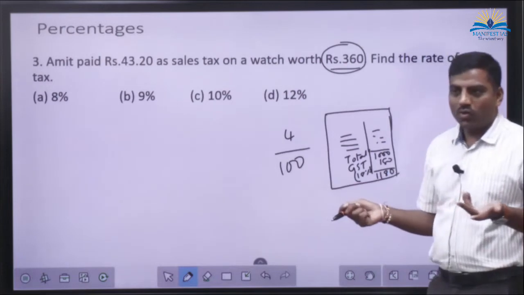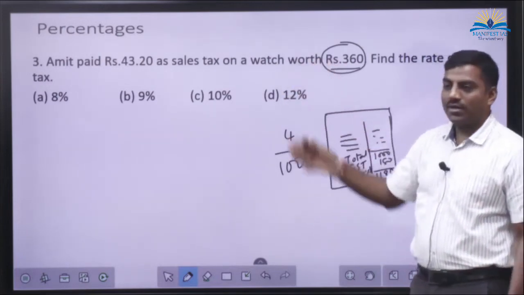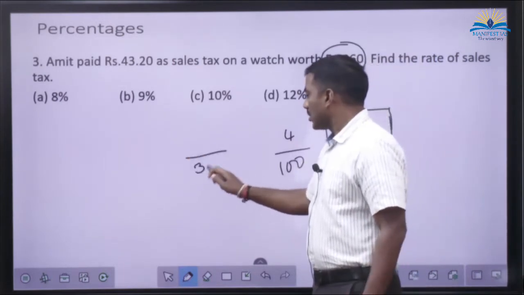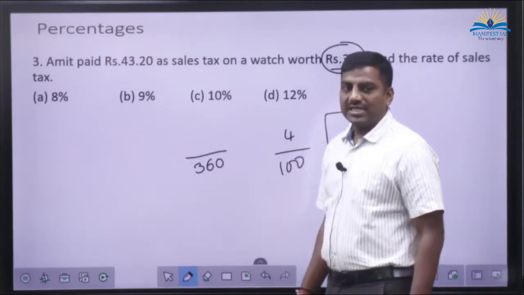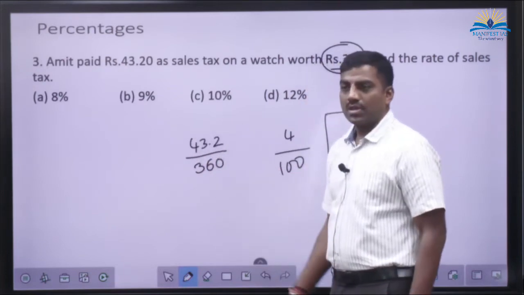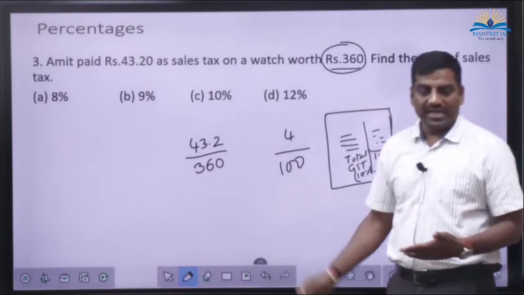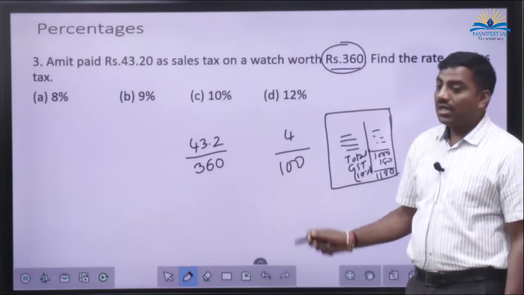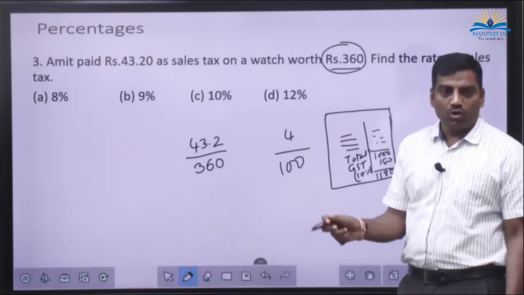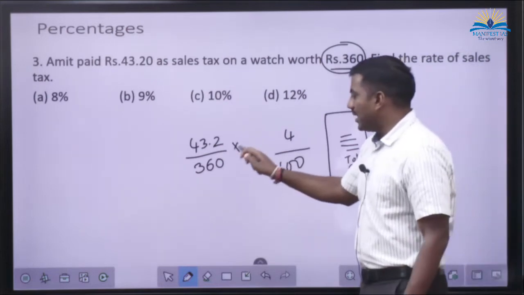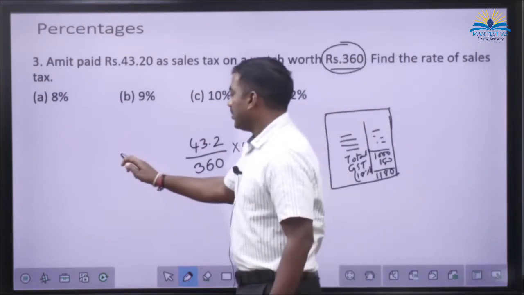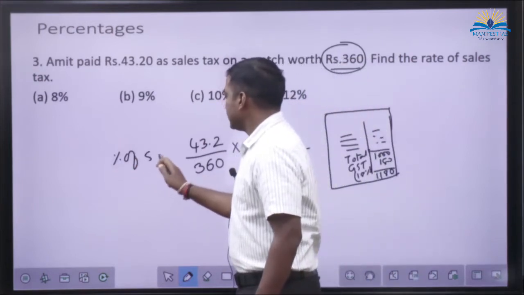What did I do here? 4 divided by 100. What should I do here? What is the worth of the watch, and what is the sales tax? But this one we are not used to. I mean, this is a bigger fraction, just like 3 by 8 and 7 by 8 we don't get. So that is why we have to multiply by 100. So this is the percentage of sales tax.